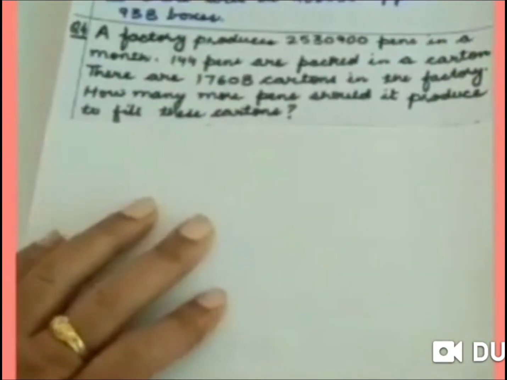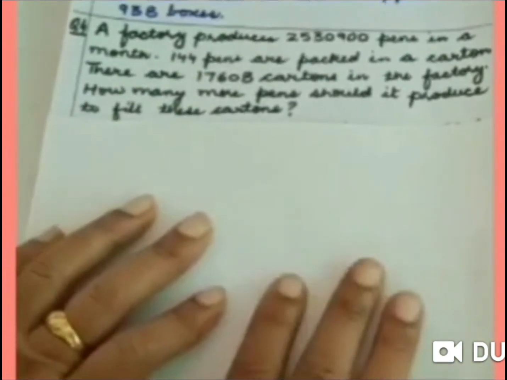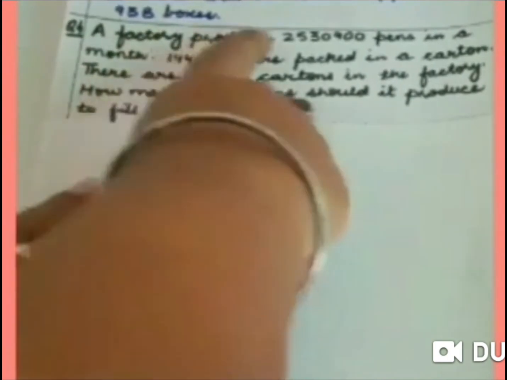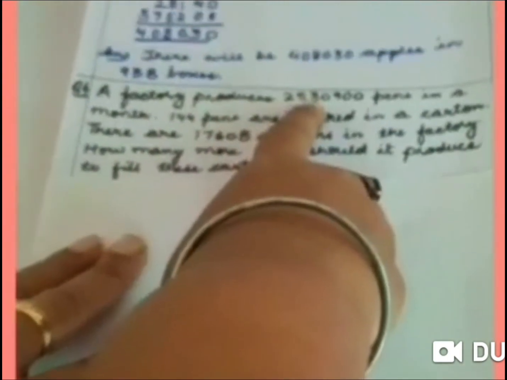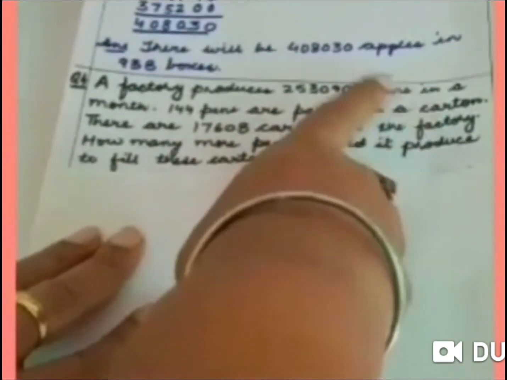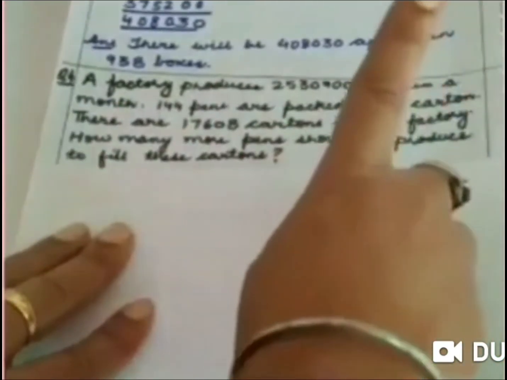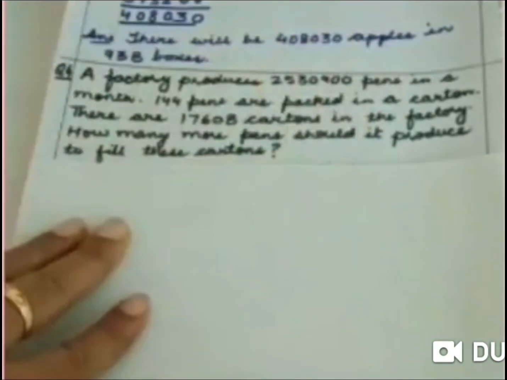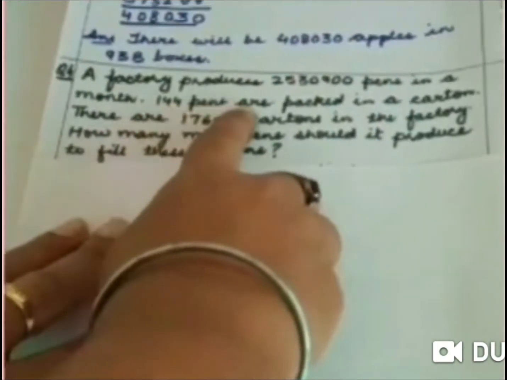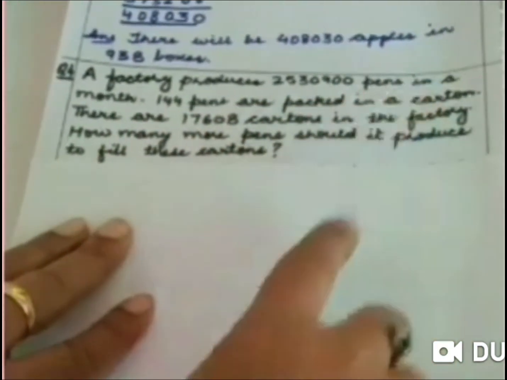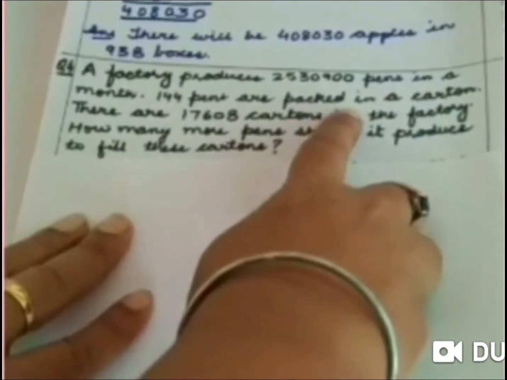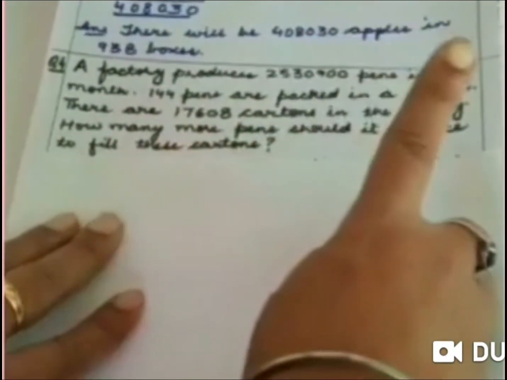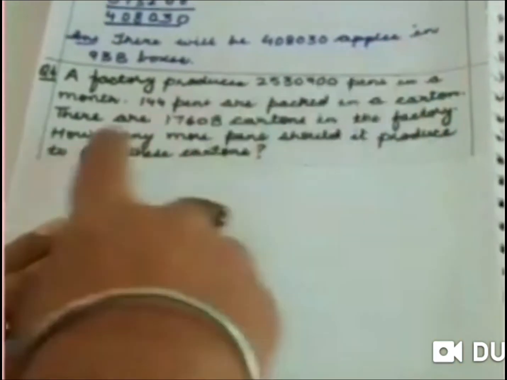Now children, let me explain the next question, that is question number 4 of the exercise, which is like this. A factory produces 25,30,900 pens in a month. A month again here means 1 month, that the factory is producing this much number of pens in 1 month. 144 pens are packed in a carton. Here carton means the cardboard box in which the pens are packed. So 144 pens are packed in one cardboard box, that is the carton.